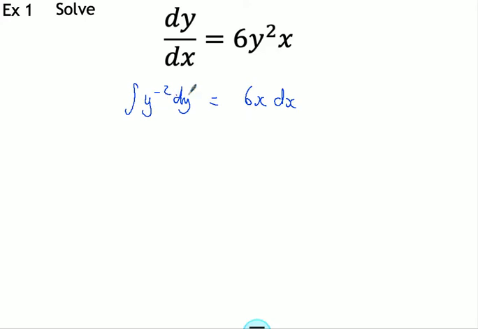Step 2 was to integrate both sides. So y to the power of negative 2 with respect to y would be negative 1 over y, or negative y to the negative 1. Integrate 6x with respect to x would be 3x squared plus our constant. Okay, it's not quite in a useful form just yet, so I'm going to try and write this in the form y equals f of x. So I need to take the negative reciprocal of both sides. So let's do that.